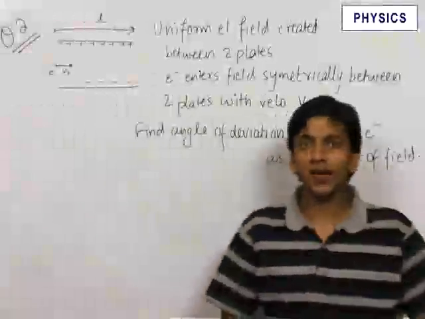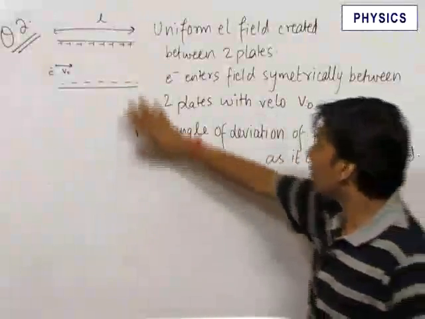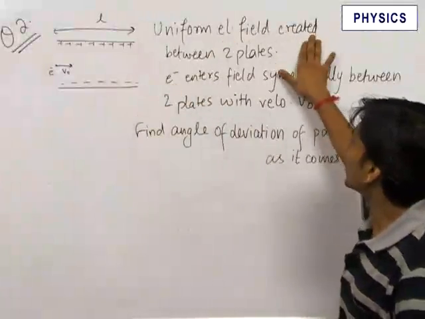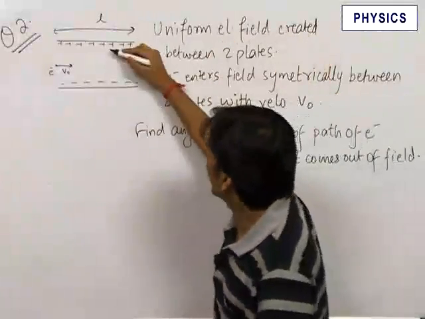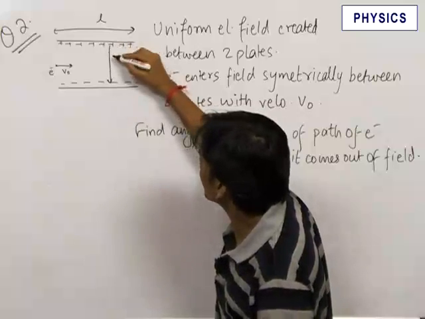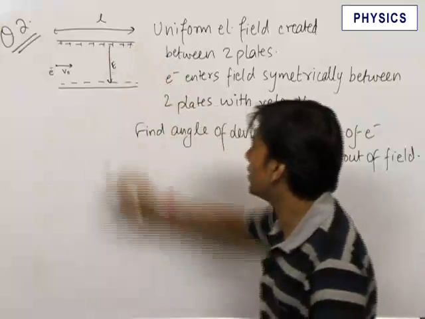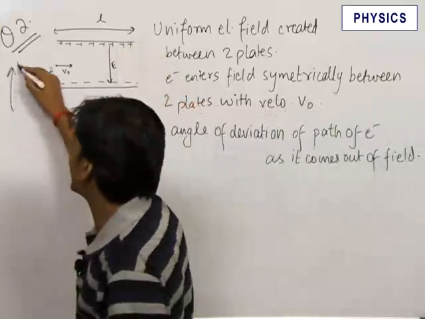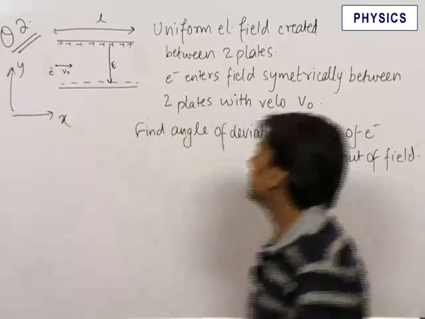The second question that we have is a pretty interesting question. We have been given two parallel plates, and there is a uniform electric field created between the two plates. The direction of electric field is from the positive charge to the negative charge, therefore it will be a constant electric field E from top to bottom direction. Let this be the y direction and this be the x direction.